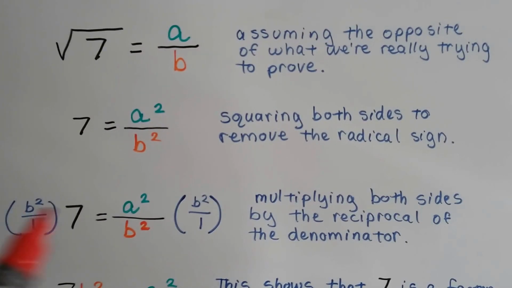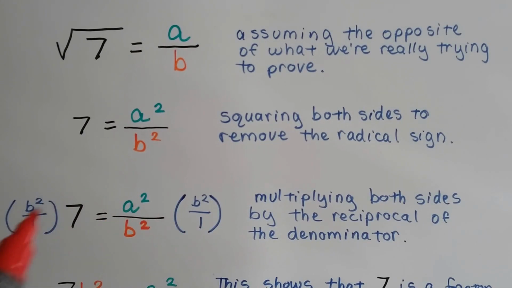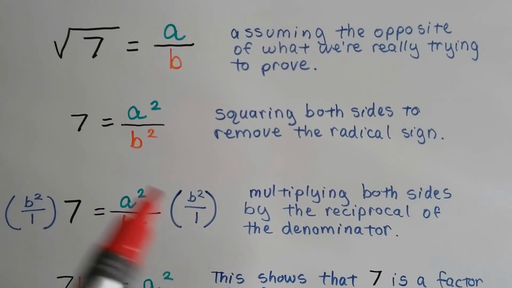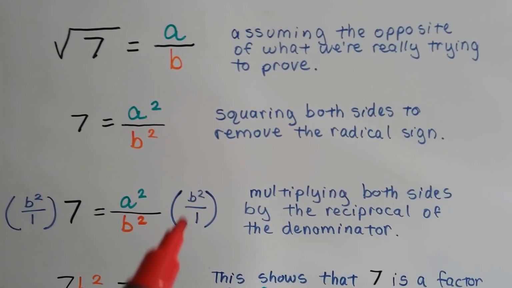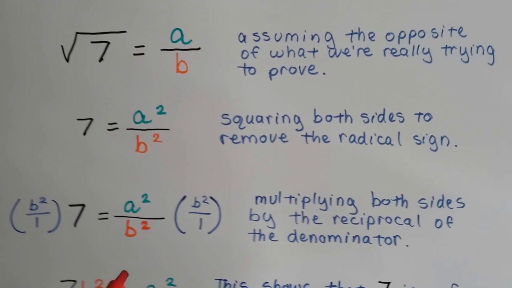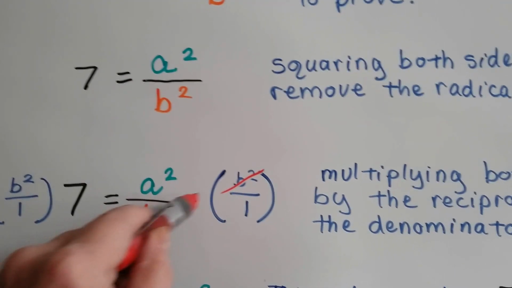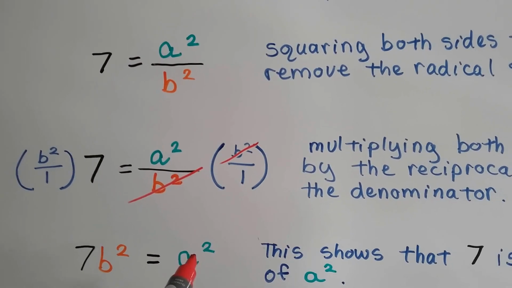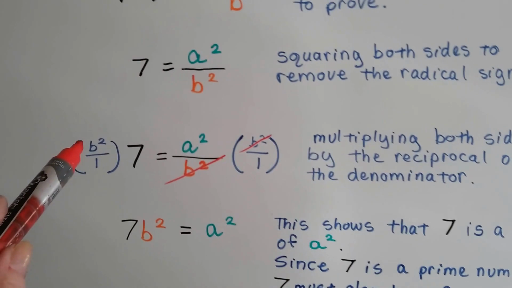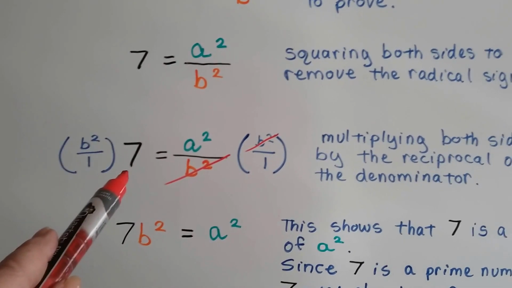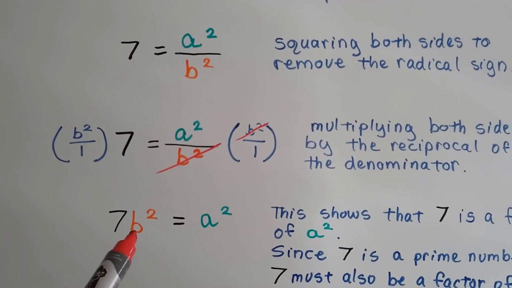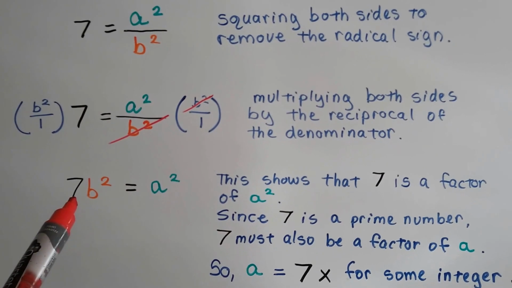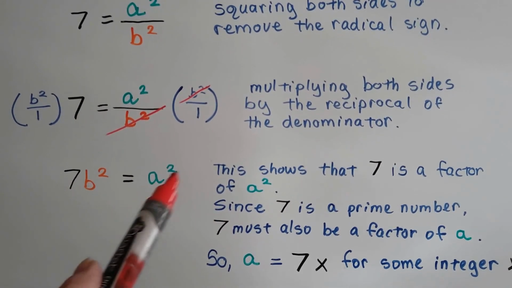Now, multiplying both sides by the reciprocal of the denominator. The denominator is b squared, so we're going to multiply both sides by b squared over 1. And this b squared cancels out this b squared, doesn't it? So we just end up with a squared over 1, or a squared. And on this side, b squared over 1 times 7 over 1 gives us 7b squared. So now our equation shows that 7b squared equals a squared.